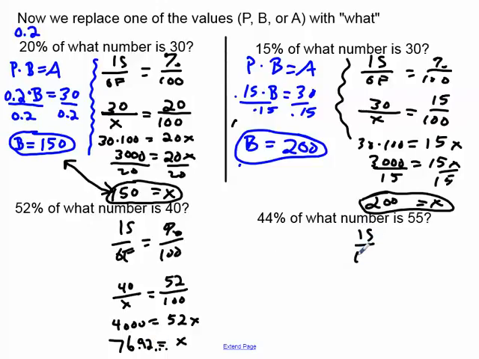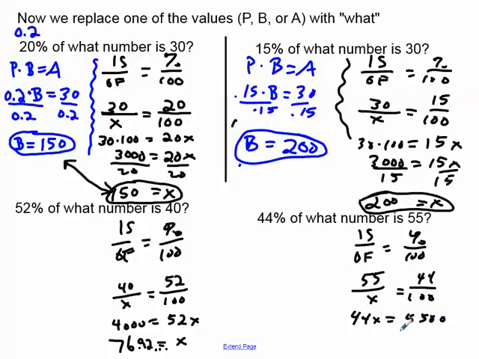A couple more examples. Is to of as percent is to 100. Is 55, of what number? Don't know. Equals 44 over 100. 44x equals 5,500. I'm just going to cross multiply. All we're doing is dividing by 44. 5,500 divided by 44 equals, I got x equals 125.